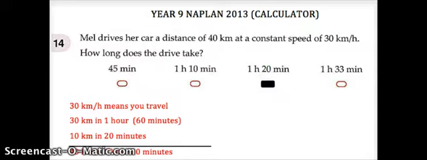Now, another way of doing this would be to use the formula for distance, speed and time. So like I said, you could use the formula. However, I think this common sense method is a much better way of doing the question.